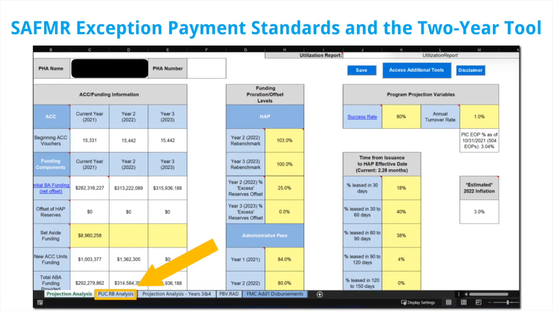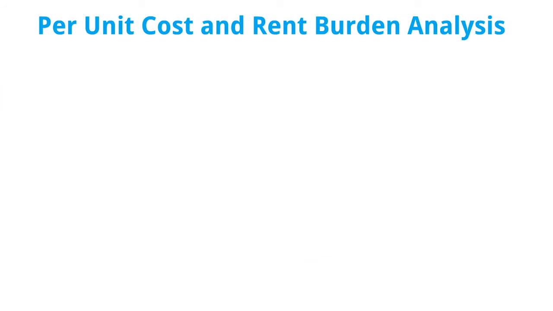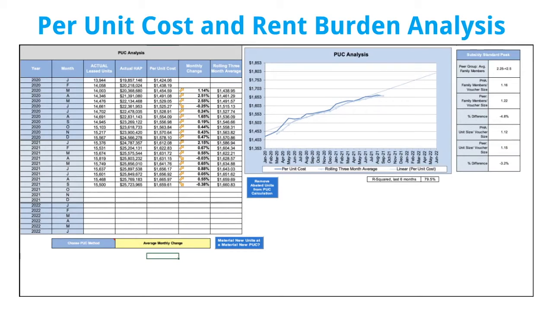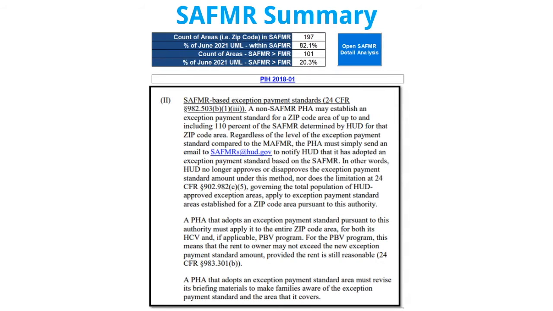The per unit cost rent burden analysis allows a PHA to examine the per unit cost and rent burden trends. The tab has a chart showing 3-month rolling averages, the month-to-month change, and a graph showing a per unit cost trend line, as well as a chart showing rent burden over time. As the user scrolls to the right, a small area FMR summary is displayed along with a button for Open Small Area FMR Detail Analysis at the top right-hand side. This will open a separate workbook with the detailed analysis.